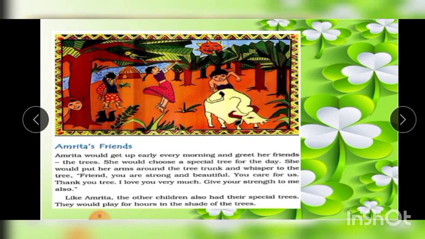Okay, you all must be having your best friends, right? They are very special to you, na? But Amrita also had special friends. Do you know who they are? Yes, they are trees. And she used to hug them. She used to hold the tree trunk and tell them that they are so strong and beautiful, and she wanted to get some strength like the trees. Not only Amrita, many children of the village used to have trees as friends. Okay?